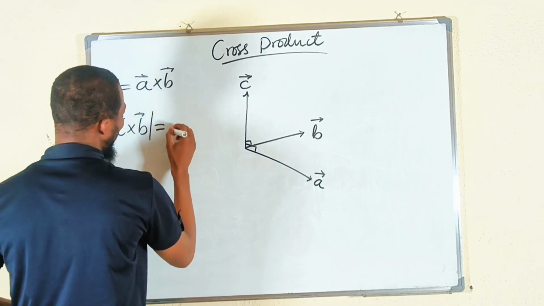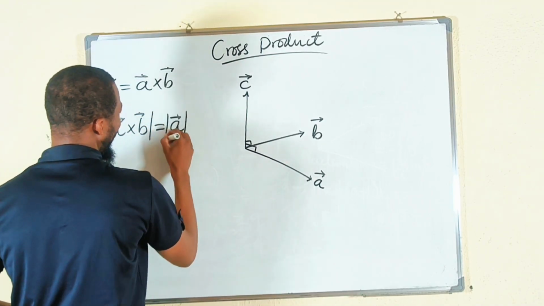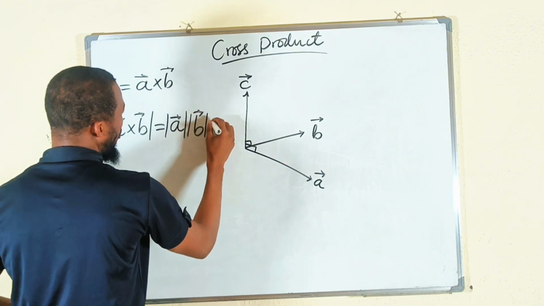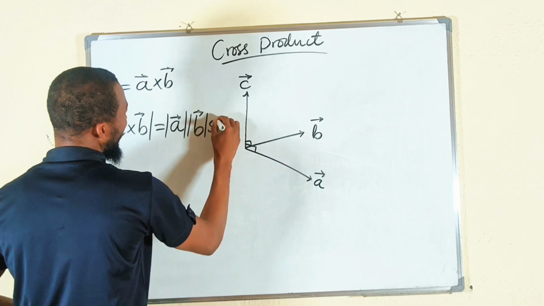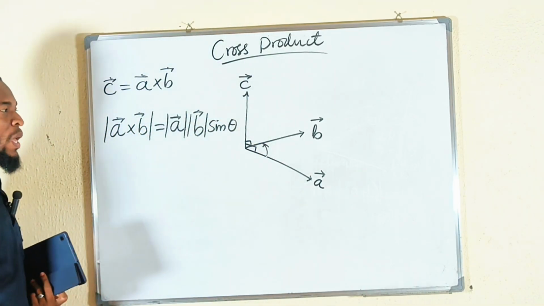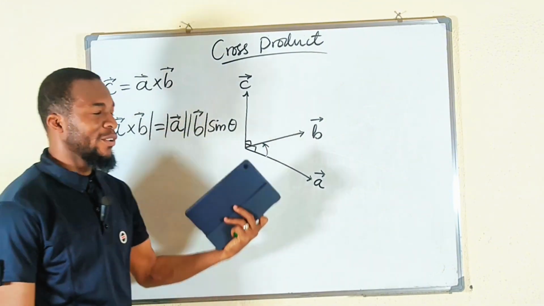So the magnitude of that cross product can be found very simply, right? By taking the magnitude of vector A multiplied by the magnitude of vector B multiplied by the sine of the angle between them. Because there is an angle between these two vectors, you can also use this formula to determine the angle between the two vectors.